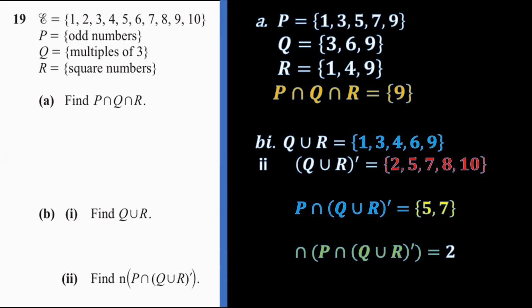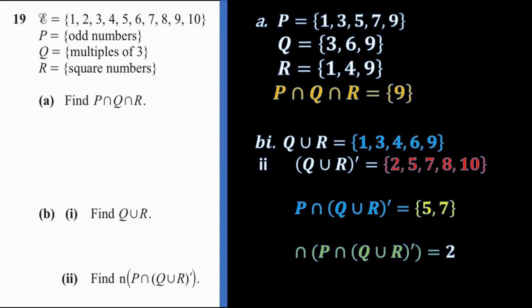What is common? Set P, we have 1, 3, 5, 7, 9. Q union R complement: 2, 5, 7, 8, 10. So we have 5 common in both sets, and we have 7 common. Those are the two elements that are common. So we'll write them down.